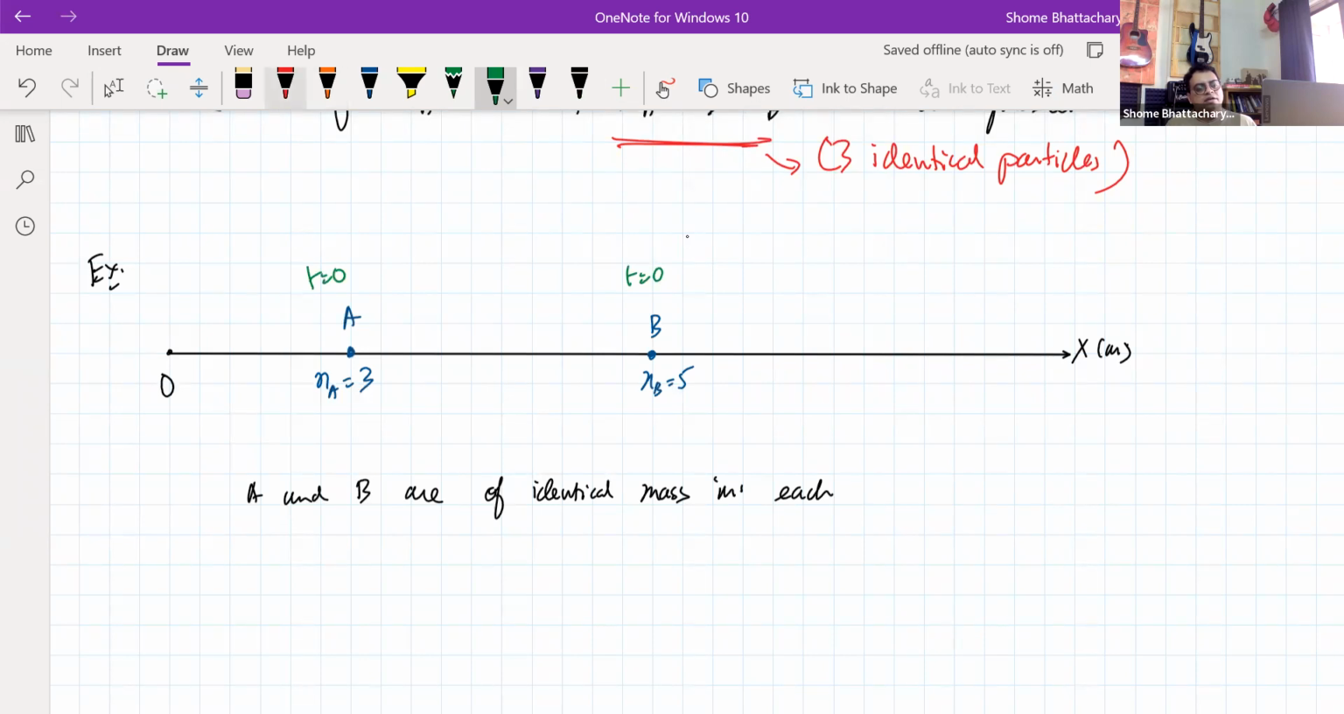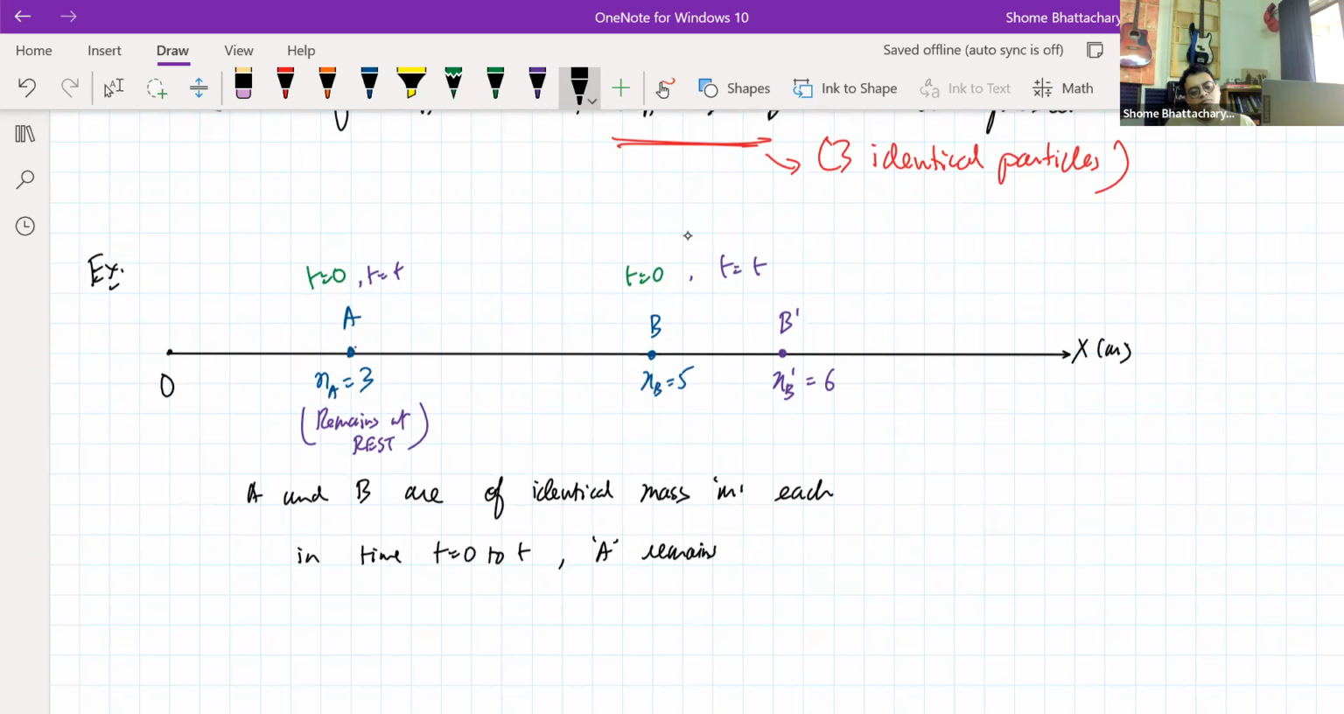Now at a new time, let's say t equal to t, B has moved to the position B prime, where its position has become 6, whereas A has remained stationary. Find the displacement of the center of mass.